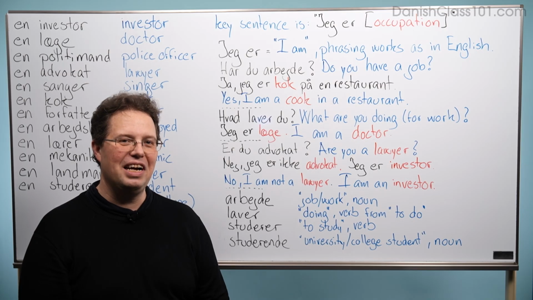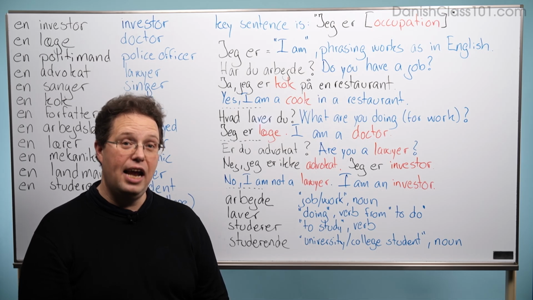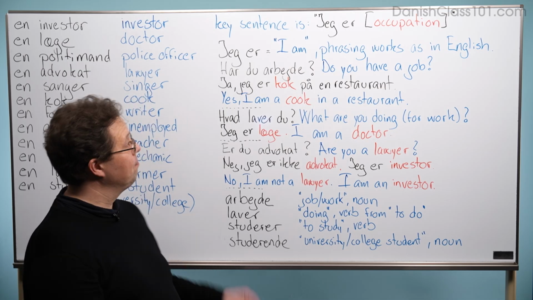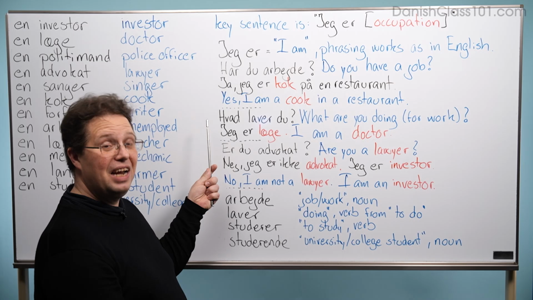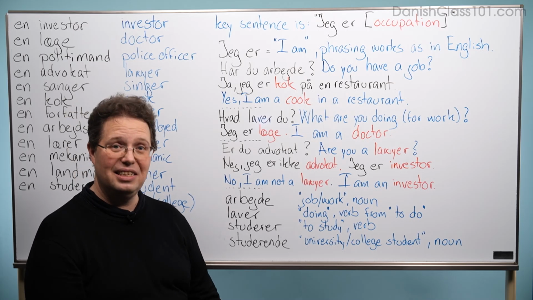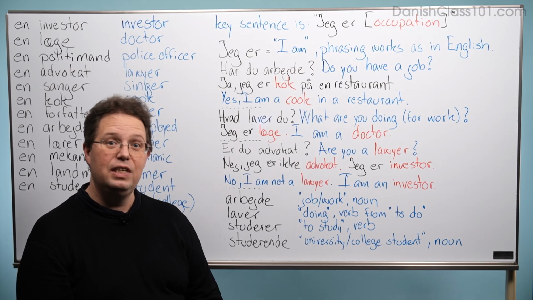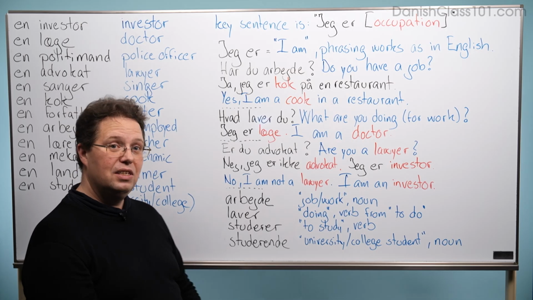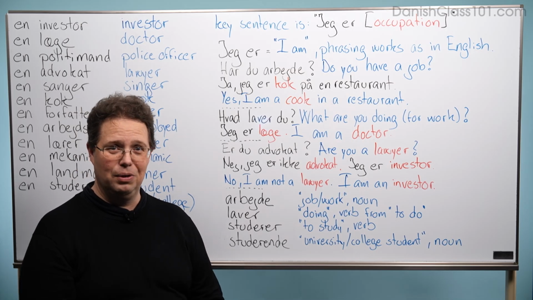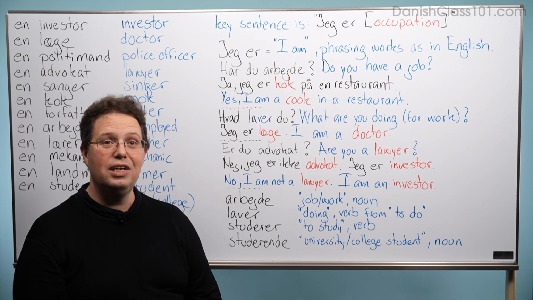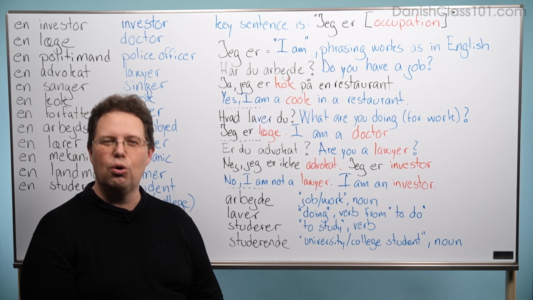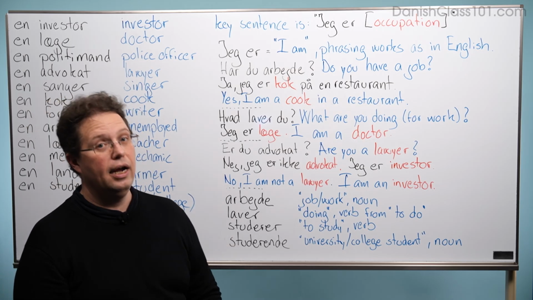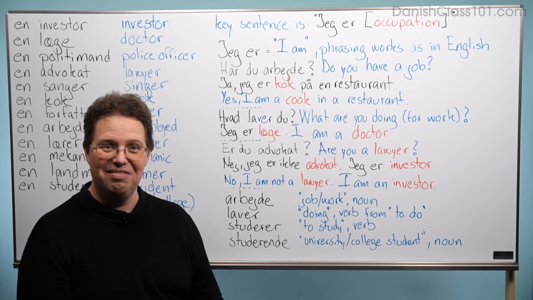There are two ways of asking questions in Danish, using an HV word or not using an HV word. Here's the first one. Hvad laver du? So this is a classic HV question sentence. The other one is this. Er du advokat? This is a classic question not using an HV word. So in this sentence, we are inverting the subject and the verb, and that way we don't need to add an HV word. So, hvad laver du? Er du læge? Are you a doctor?